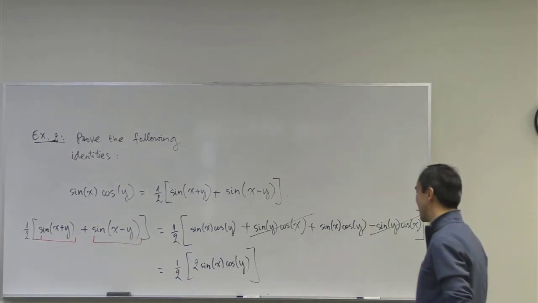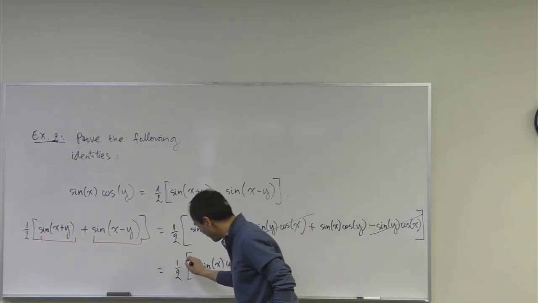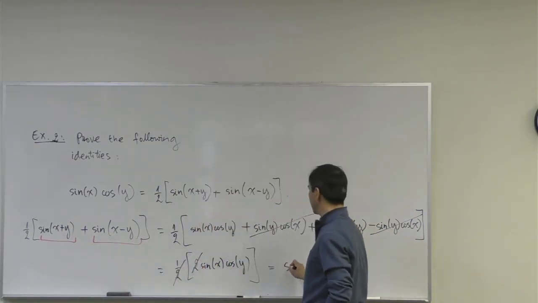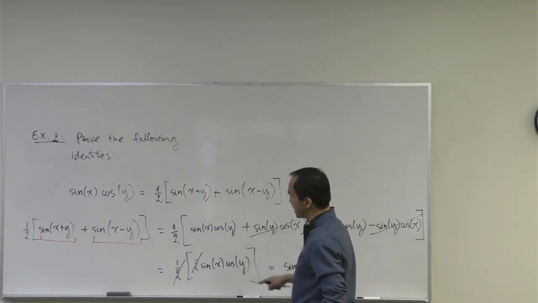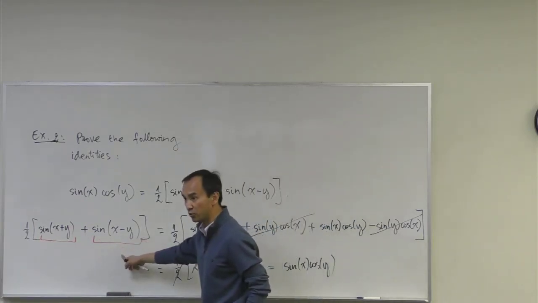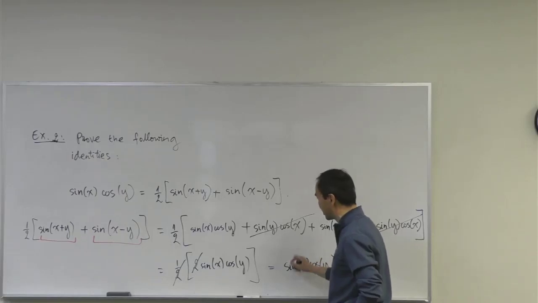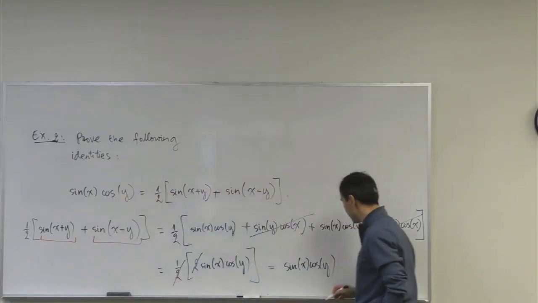Okay. So now what's going to happen after we multiply the one half into that two? They cancel out completely, right? And then that leaves sine of x times cosine of y. So wait a minute, what have we found? We started with the right-hand side, which looked quite complicated, and we reduced it down to something that led exactly into the left-hand side. So now we have proven this identity.